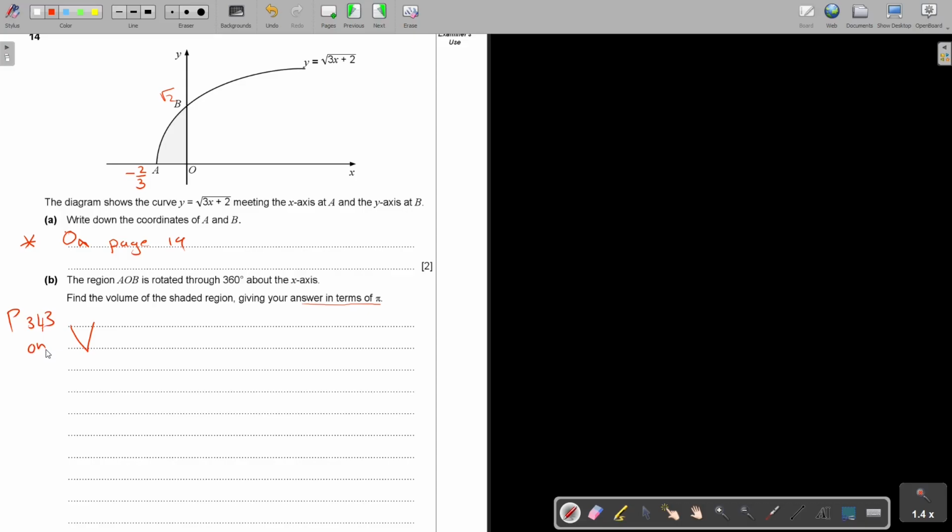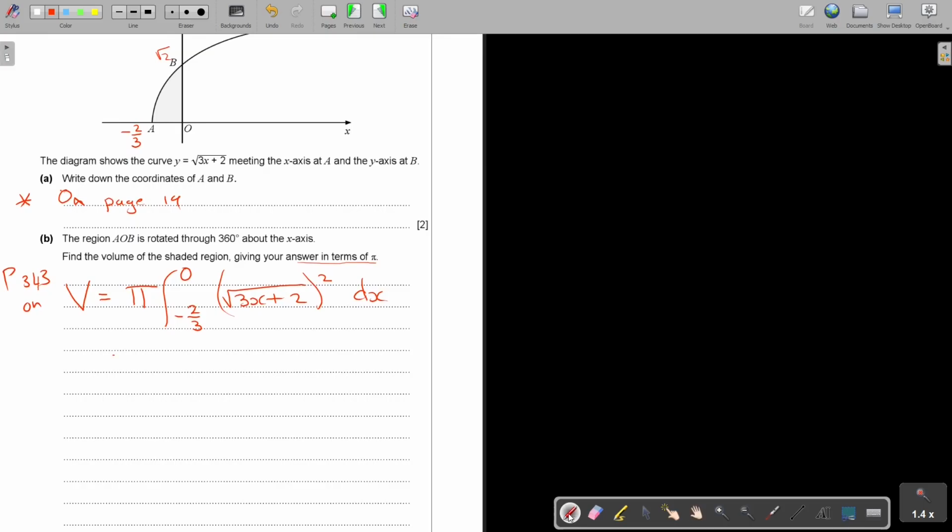Okay, so basically, don't forget that volume is pi, and then you take the formula and you square it. And don't forget also, always take the biggest, 0 is bigger than -2/3. So the 0 on top, then -2/3, and then you take the formula 3x+2, and you square it, and it's dx. So basically, it's pi, 0, -2/3, and if you square it, you're going to get (3x+2)^2 dx. Okay, and now I can keep the pi outside, and I'm going to integrate.